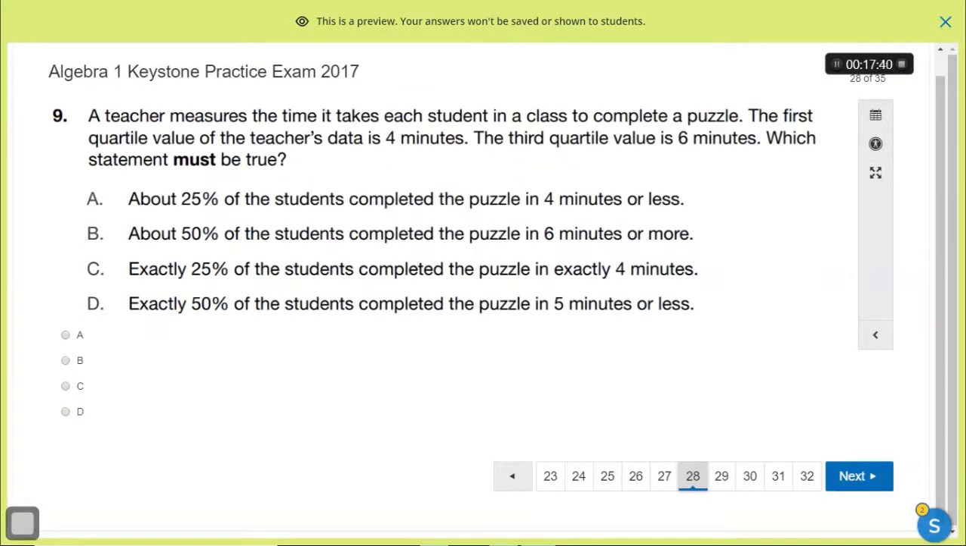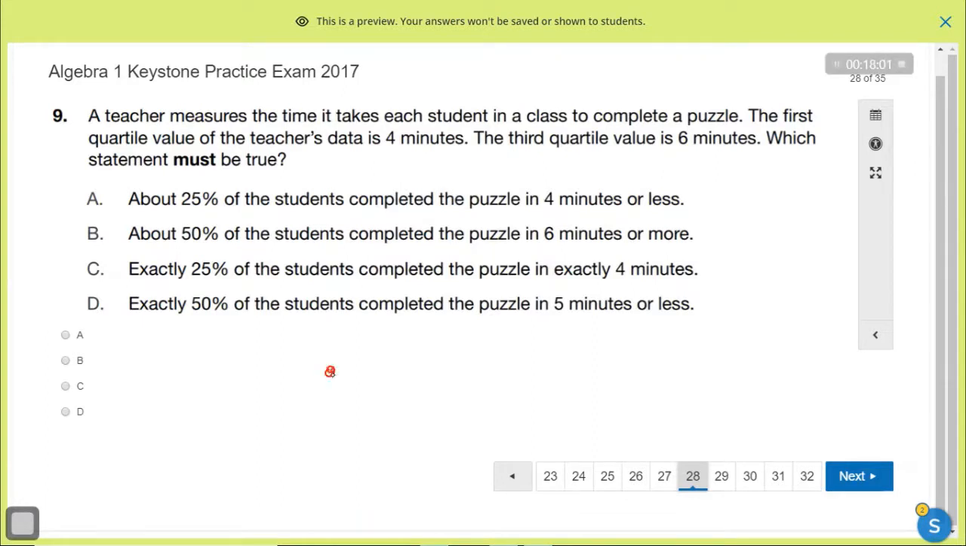All right, looking at a box and whisker plot here. A teacher measures the time it takes each student in a class to complete a puzzle. The first quartile value of the teacher's data is 4 minutes. The third quartile value is 6 minutes. Which statement must be true? As you can't cover up the answer options in this, but before I go to those answer options, I'm going to write out what they gave me.